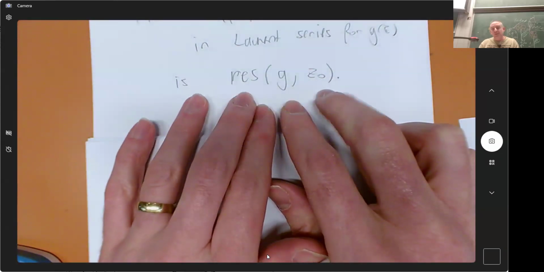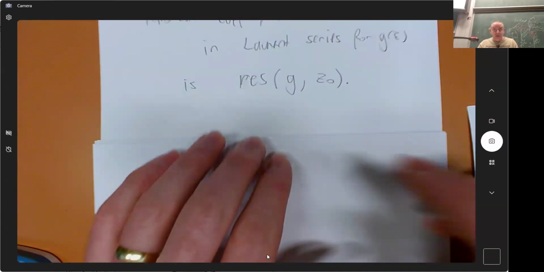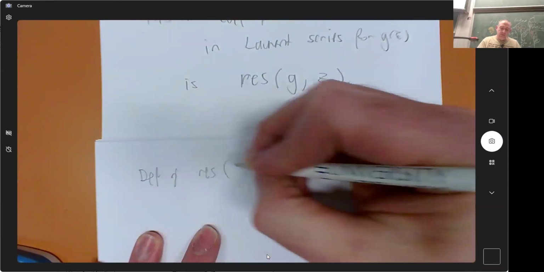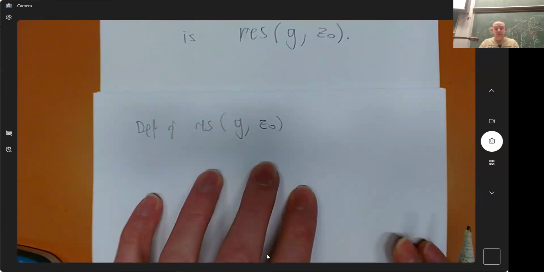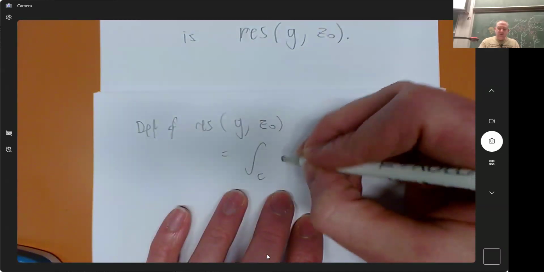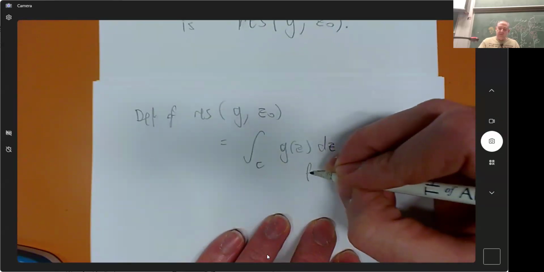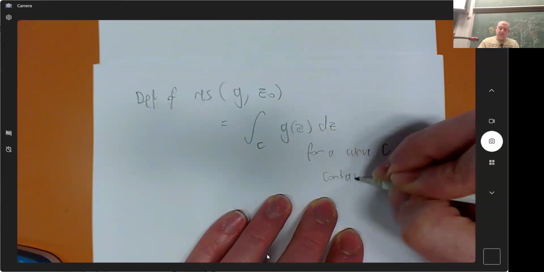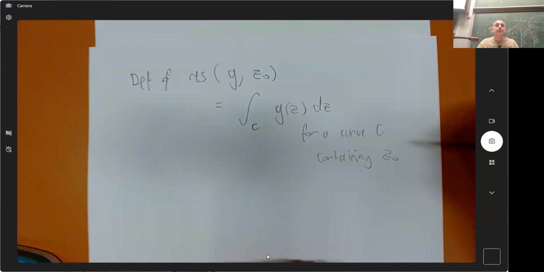The definition of what the residue is isn't this. The residue of g at z naught is defined to be the integral around c of g of z dz for a curve c containing z naught as the only singular point.